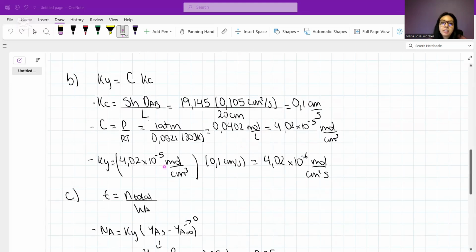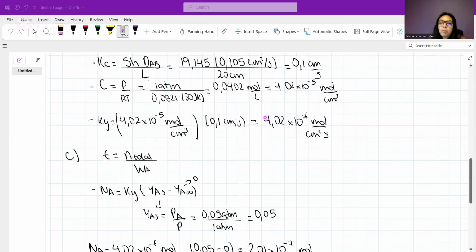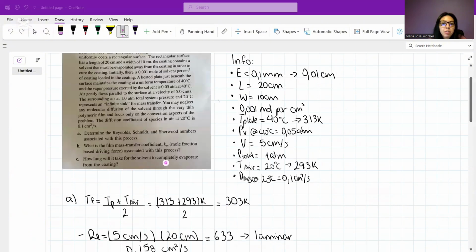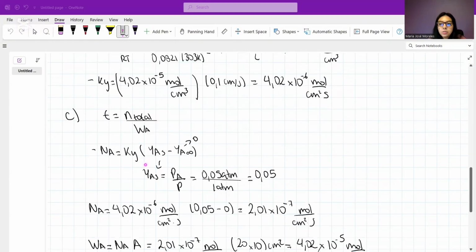Then these results we replace in this formula, which gives us a result of 4.02 times 10 to the minus 6 power. Then, how long will it take for the solvent to completely evaporate from the coating? To calculate the time, we use the total mole divided by the total molar flow rate. To calculate the total molar flow rate, we have to calculate first the molar flux, which is the mass transfer coefficient times the difference between the molar fraction of the solvent at the surface and the molar fraction of the solvent in the air far from the surface.